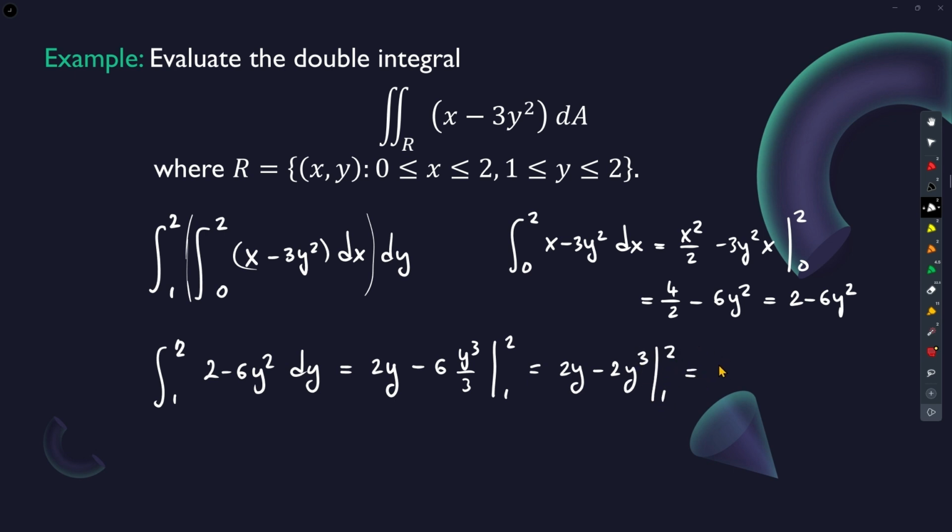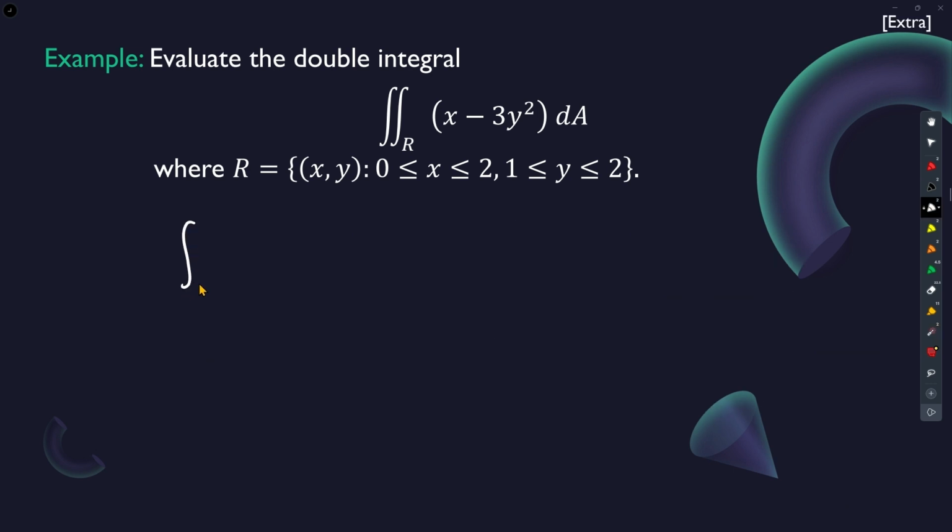And that is 4 minus 2 times 2 cubed, minus the value at 1, which is 2 minus 2, which is in fact just 0. So what I get is 4 minus 16, so it's minus 12. So that is the answer that I got when I integrated first with respect to x, then with respect to y. Let's do it the other way, see if I still get minus 12 and Fubini's theorem actually works.